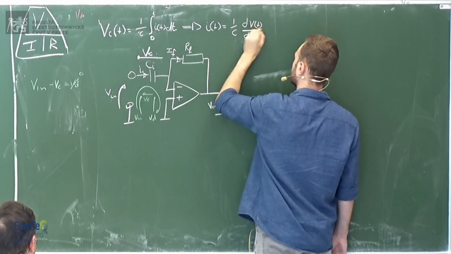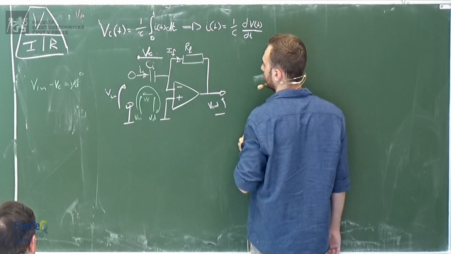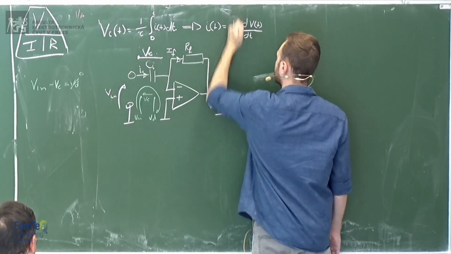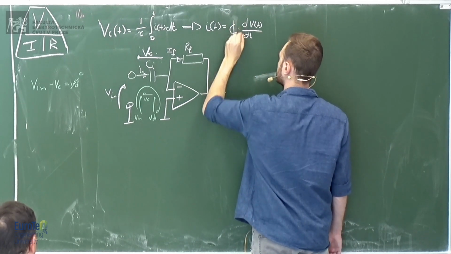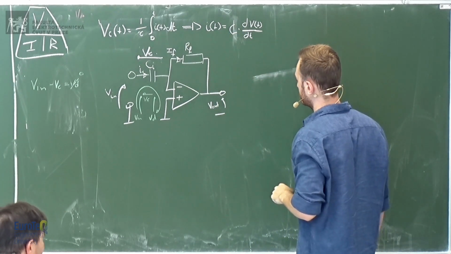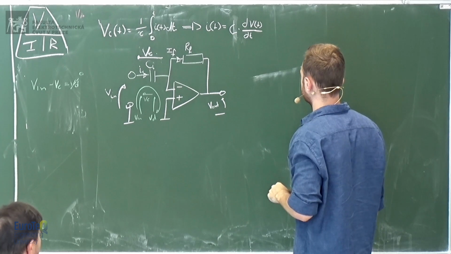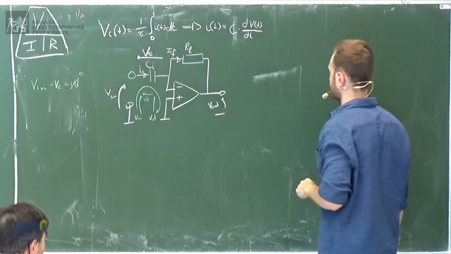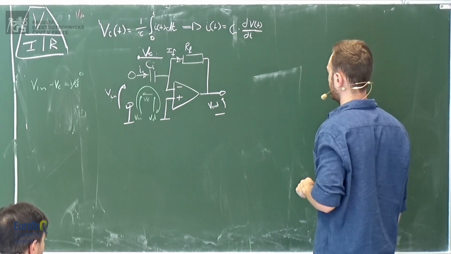Are you sure it's 1 over C? Thank you. Okay, fine. So the current is equal to the capacitance times the derivative of the voltage with respect to time. Fine.